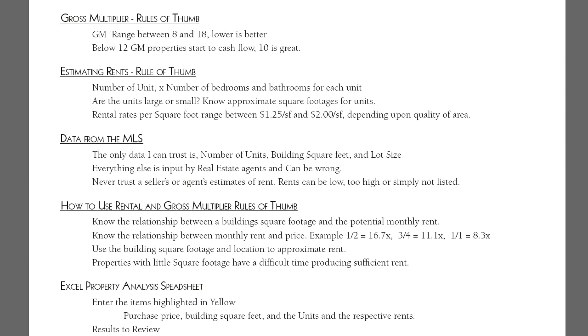Where properties start to make sense is at about a gross multiplier of 12 or less, and 10 is great. If you do get down to 8, you might not like the neighborhood. It might look good on paper, but not so great when you drive by and visit the property.